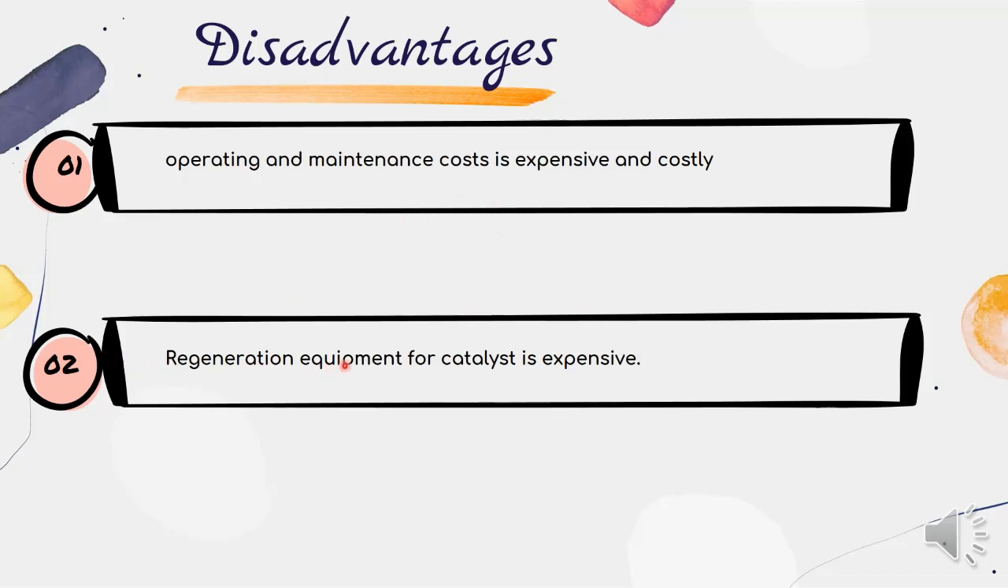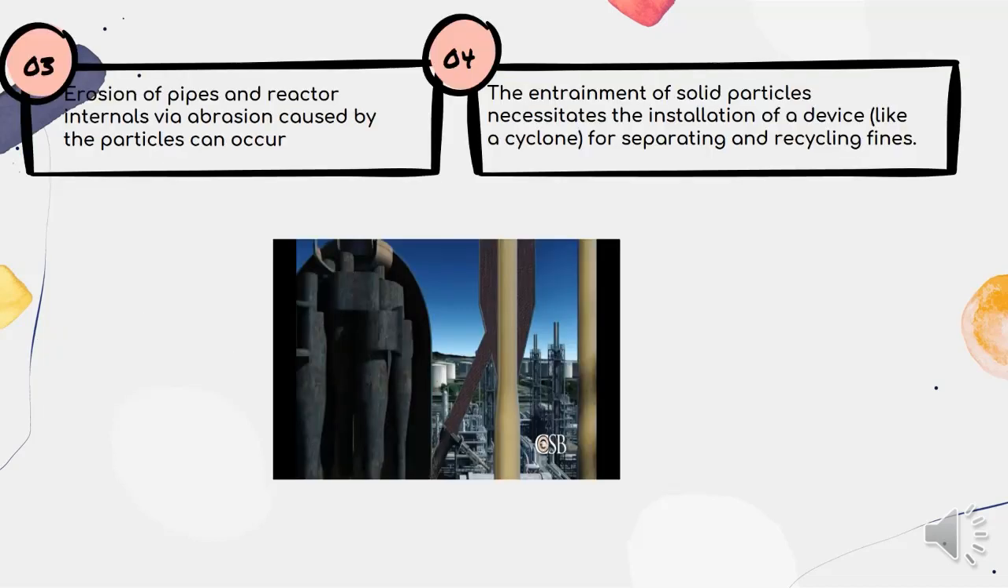Second, regeneration of equipment for catalyst like the regenerator, expander, and ESP is also very expensive because we need additional equipment to help the fluidized bed reactor, because this reactor doesn't come alone in industry, and sometimes it is a must to ensure the safety and the efficiency of the production.